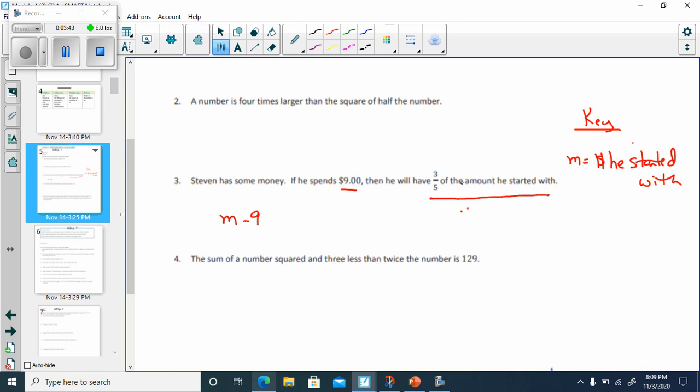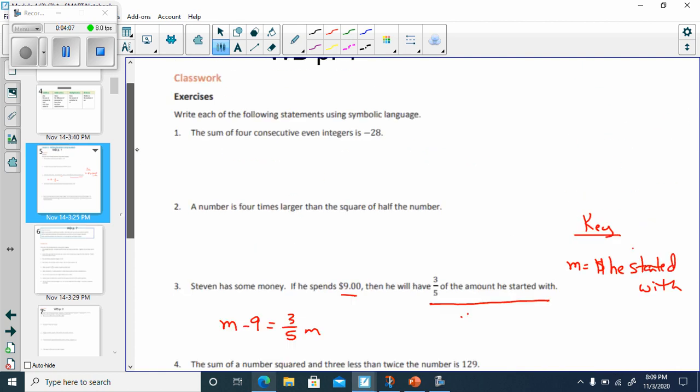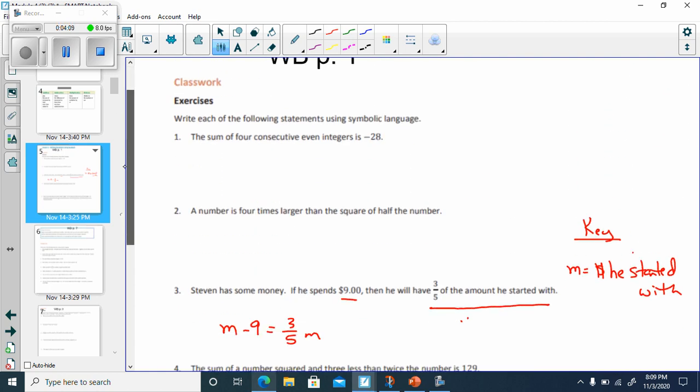This says he will have 3/5 of the amount he started with. If M is what he started with, then M minus 9 is equal to 3/5 times M. He started with M money. He subtracted $9 because he spent it. That gives him 3/5 of the original amount he had. Okay? This is in your workbook. This is on page 1.